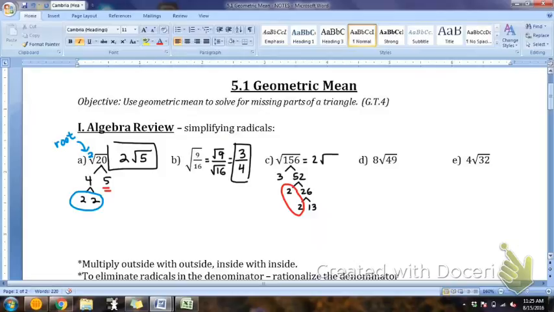But what goes inside? You gotta multiply them. 2. Good. We have this 3 and this 13 that nothing happened with them. So we have to multiply 3 times 13. 39. So I have 2 square root of 39. This would be all the way simplified.